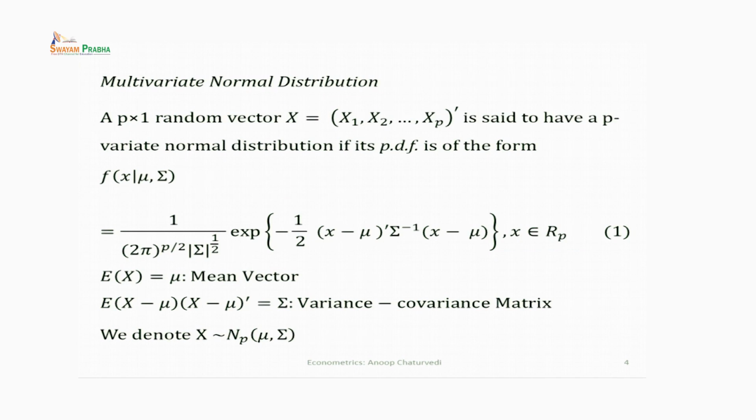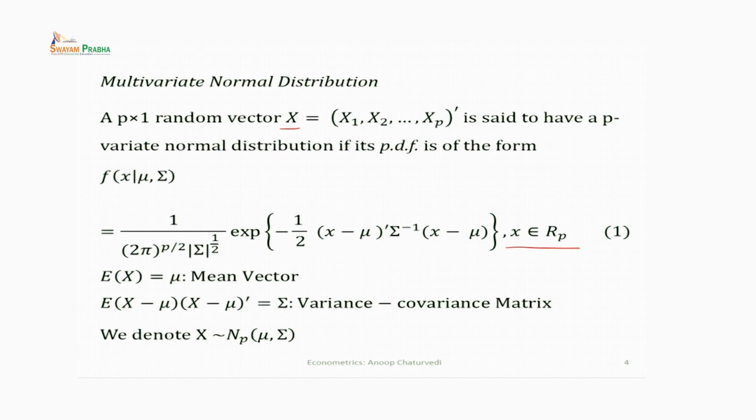Now, we come to the multivariate normal distribution. Again, we consider a p cross 1 random vector x. Then x is said to follow a p-variate normal distribution if its probability density function is of the form f(x | mu, sigma) equal to 1 upon (2 pi) to the power p by 2, determinant of capital sigma to the power half, exponential of minus half (x minus mu) transpose sigma inverse (x minus mu), where x belongs to the p dimensional Euclidean space.